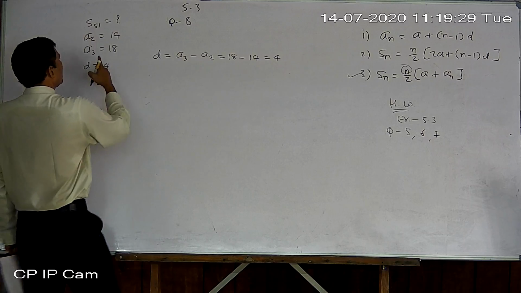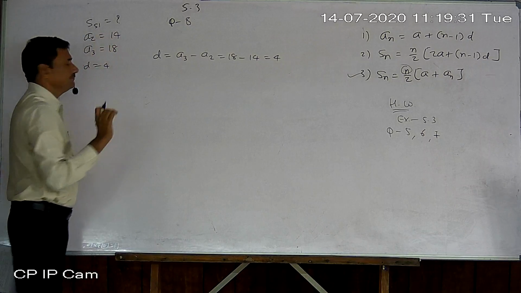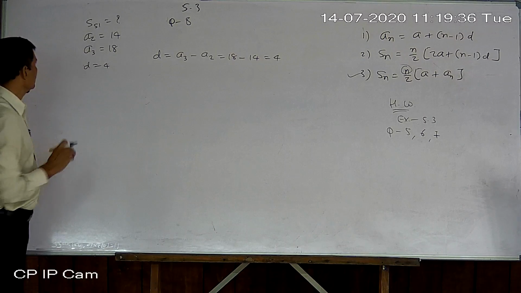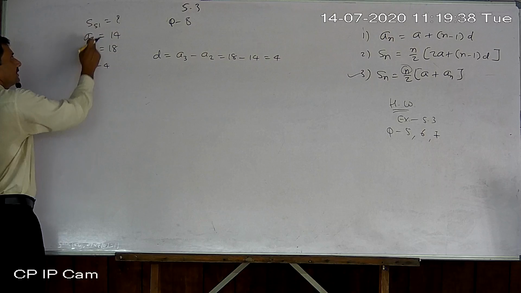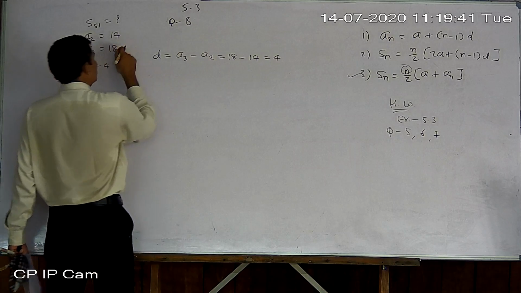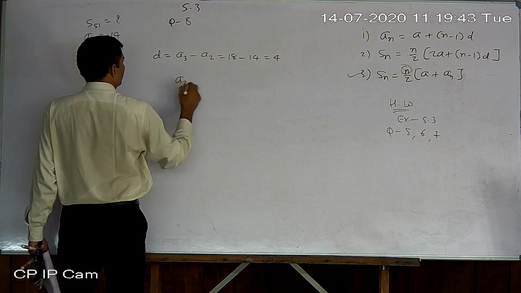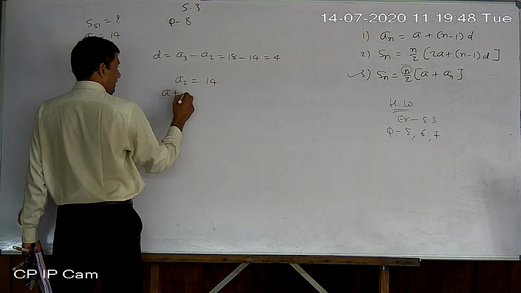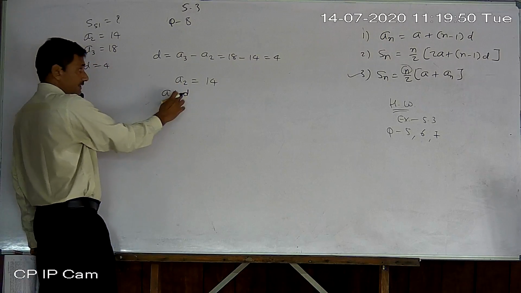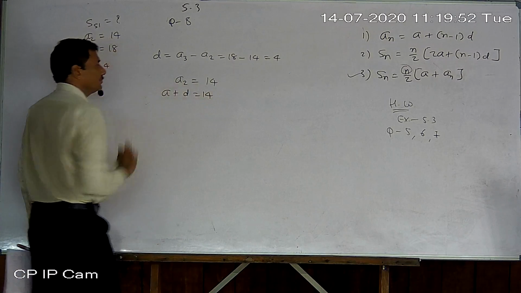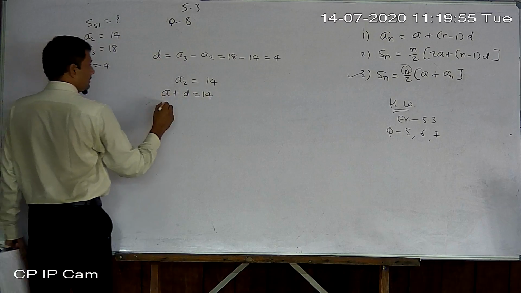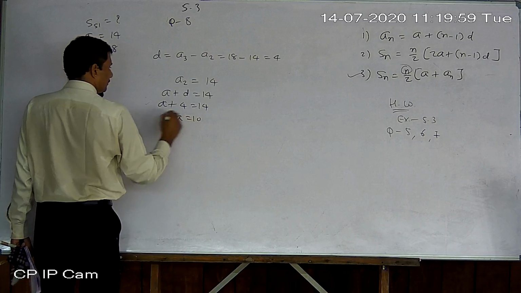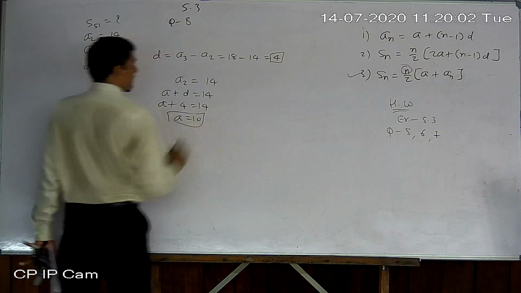Now, for finding the sum, we must have A and D both. Now we have 2 terms, A2 and A3. So use either one. Suppose A2 equal to 14. The equation is A plus (n minus 1)D, and n minus 1 means 1D, 2 minus 1. So A plus D equal to 14. Now use D here. So A plus 4 equal to 14. So obviously A equal to 10. Okay. So here A is 10, D is 4.